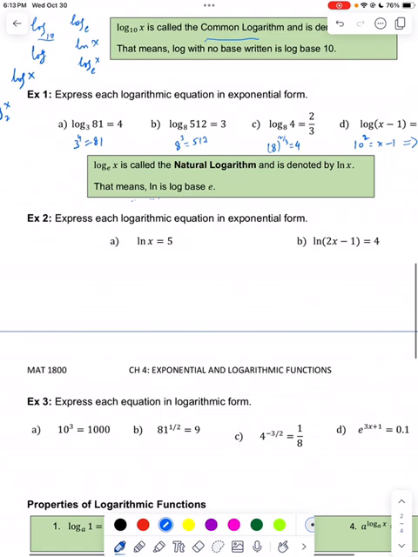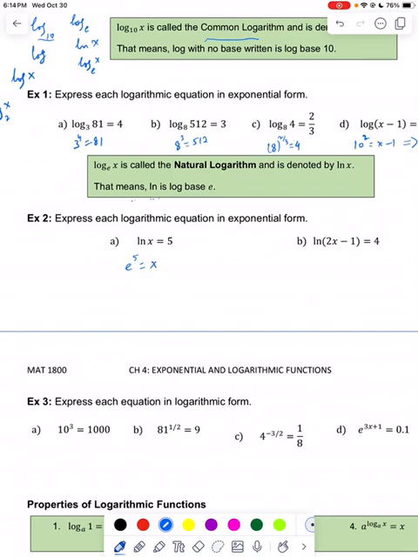Okay, so next, example 2. Express each logarithmic equation in exponential form. So ln of x is equal to 5. What does that mean? Ln of x, remember, means the base is e. So you will say e to the 5 equals x.